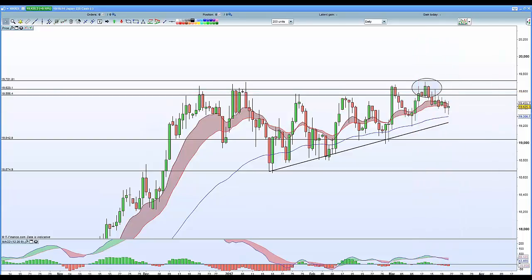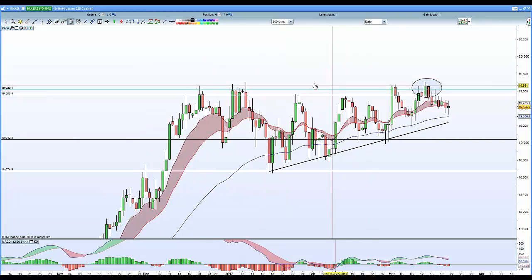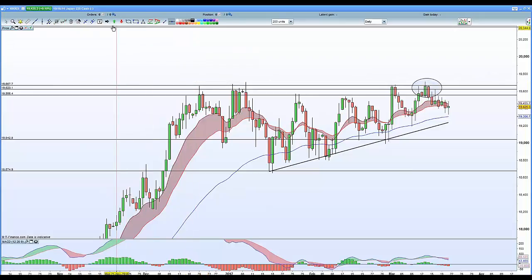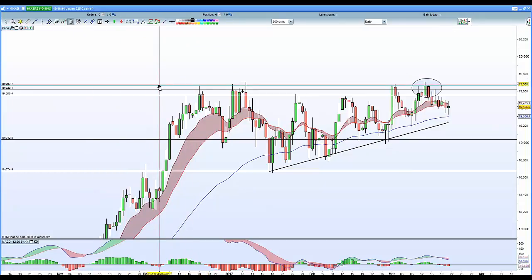Okay, but basically it's range bound. So when it's range bound, you are simply trading the support and resistance areas. So this level here is quite key resistance. Okay, but if you're trading support resistance, especially off a heightened time frame, I mentioned this many times, but I'm going to mention it again.